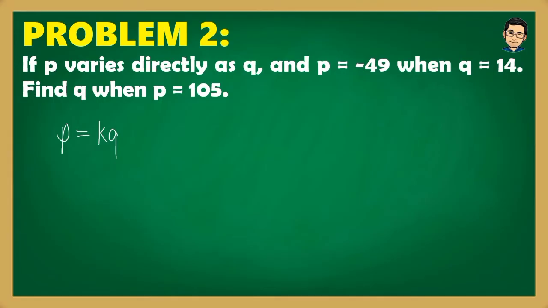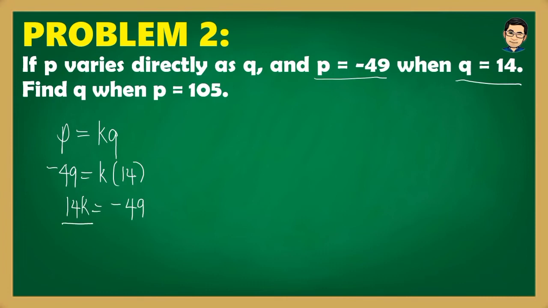So, kung wala tayong constant of variation, yung K, hindi po natin makukuha yung Q o kaya yung P. So, let's substitute negative 49 for P and then Q is equal to 14. So, negative 49 equals K times the value of Q, which is 14. And then, 14K is equal to negative 49. And then, we divide both sides by 14. So, K is equal to negative 49 over 14. Is this the final answer? No. Pwede natin i-simplify negative 49 and 14. I-divide natin both sides by 7. So, ayan. So, the value of K is negative 7 over 2.